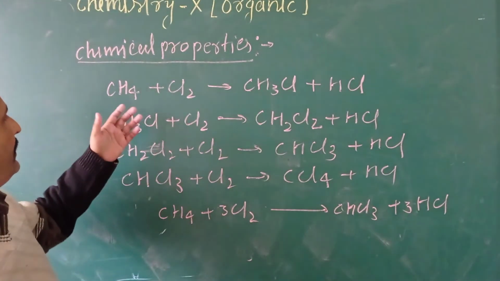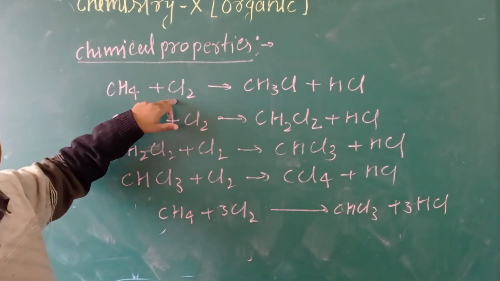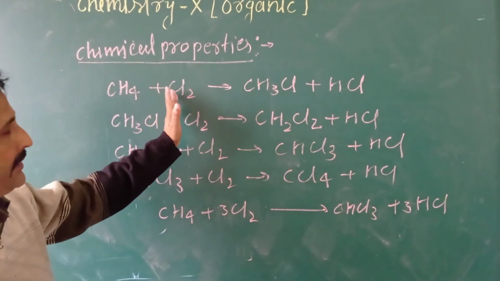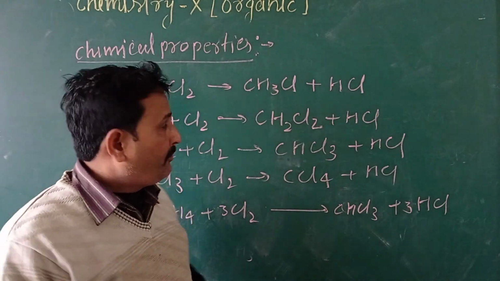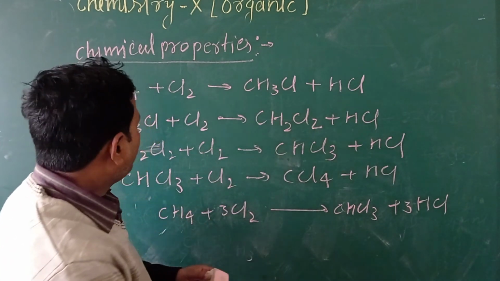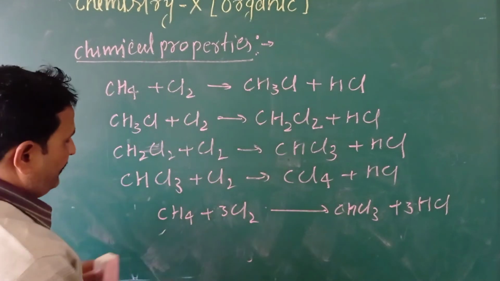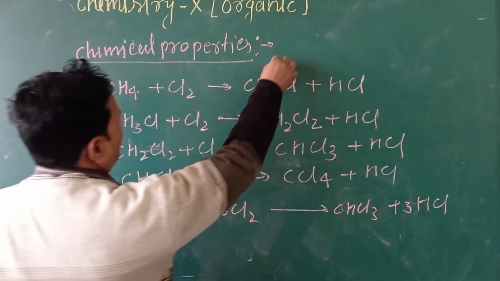Similarly, the reaction of ethane with chlorine. Then for the next chemical properties, first prepare the substitution reaction of methane and ethane, both.